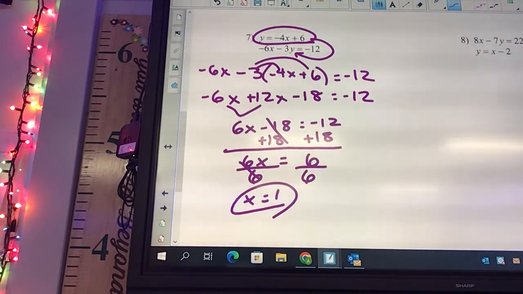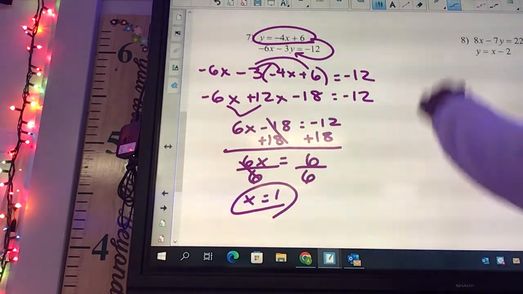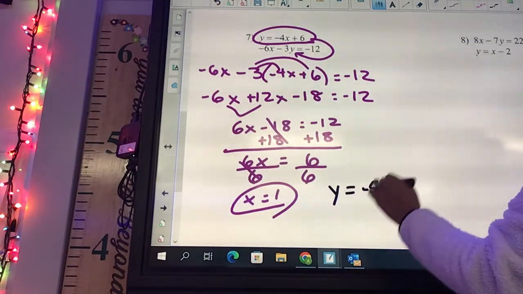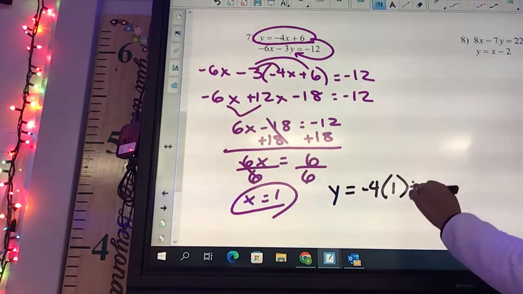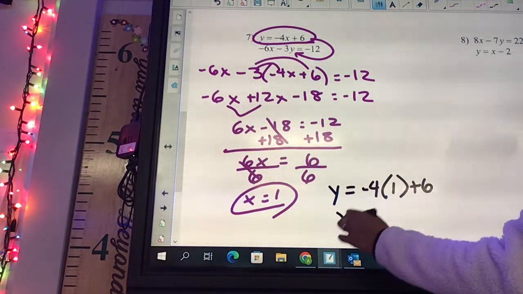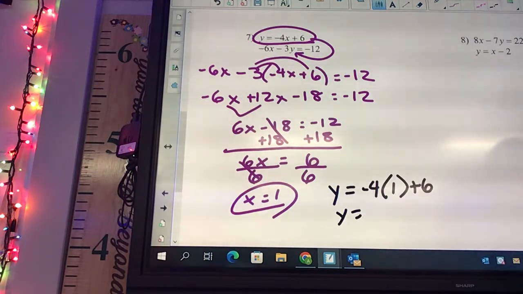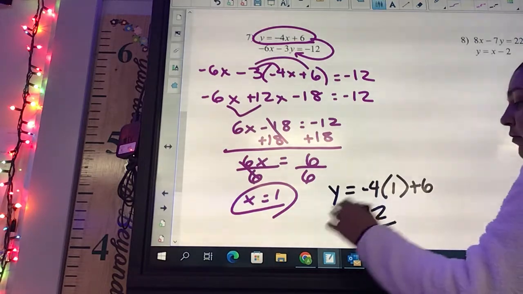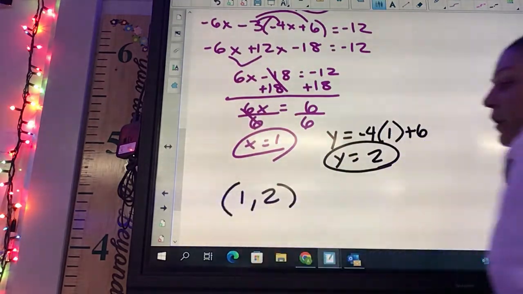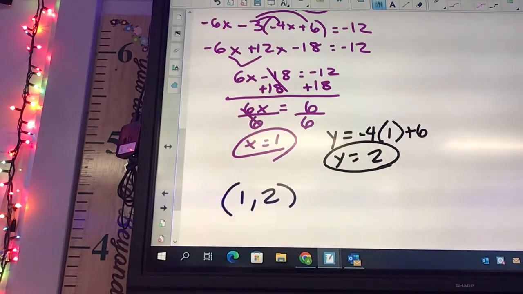Okay, we're gonna take that and plug it into our circled equation above. Okay, so it's gonna look like y equals -4, and instead of x, I'm putting a 1 plus 6. Okay, -4 times 1 is gonna be -4 plus 6 is gonna give us a 2. Okay, so we're gonna get 1 comma 2.